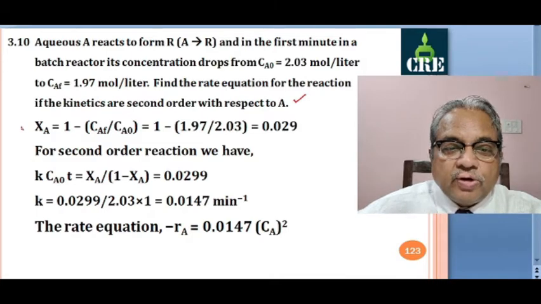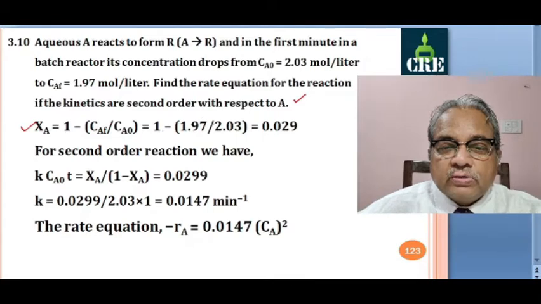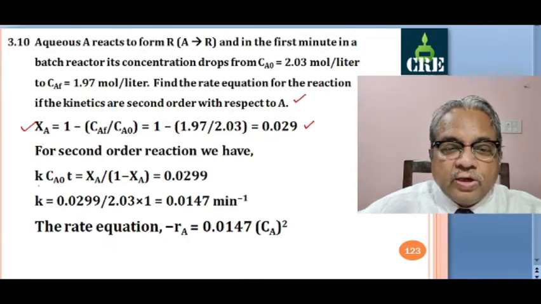So for second order kinetics, first we will find out Xa value, that is 1 minus Ca final by Ca0, 1 minus 1.97 by 2.03. This comes out to be 0.029. So fractional conversion Xa is 0.029 and that is in the first minute, means in 1 minute. For second order reaction, we have k Ca0 t is equal to Xa by 1 minus Xa. So this Xa by 1 minus Xa, if you substitute 0.029 as the value of Xa, we get this as 0.0299.